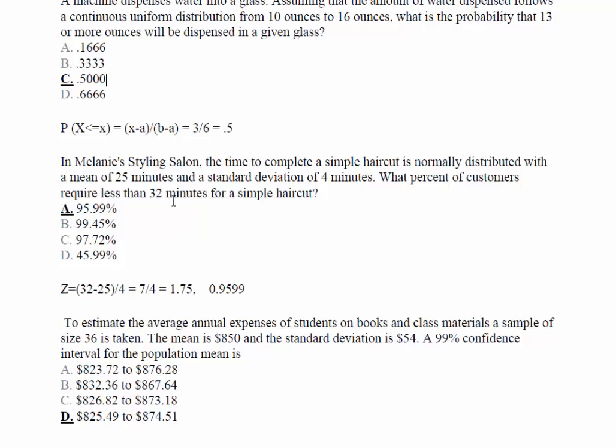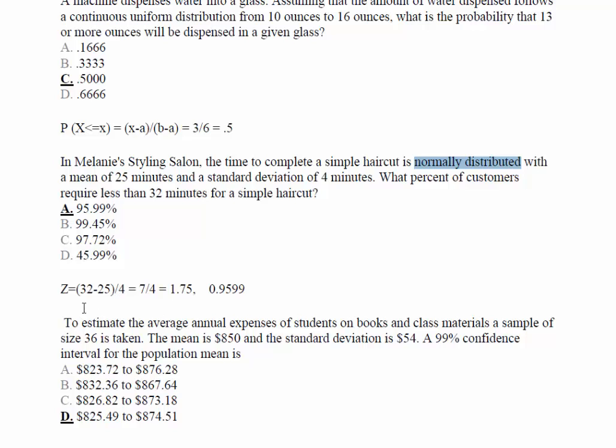In Melanie's styling salon, the time to complete a simple haircut is normally distributed with a mean of 25 minutes and a standard deviation of 4 minutes. What percent of customers require less than 32 minutes for a simple haircut? In this case, how do we calculate this? We know this follows a normal distribution. For a normal distribution, we find the z-score first.